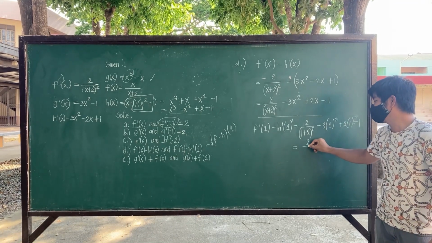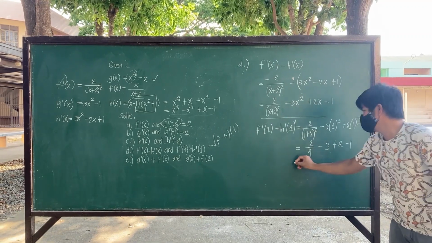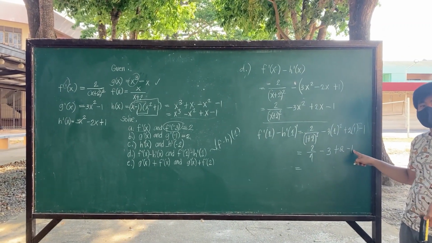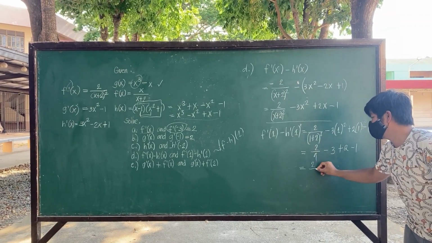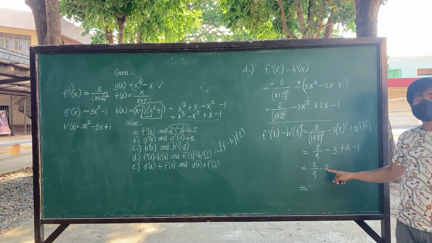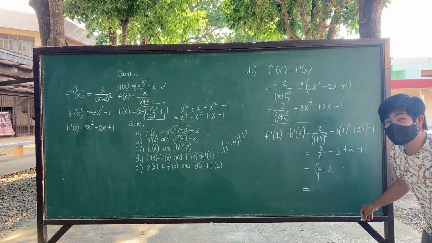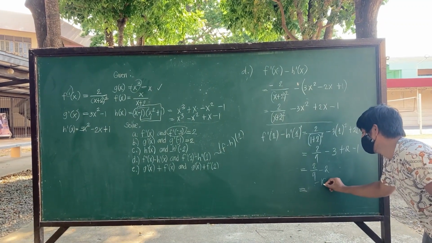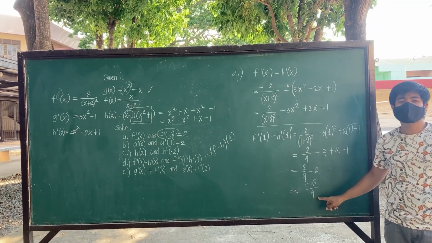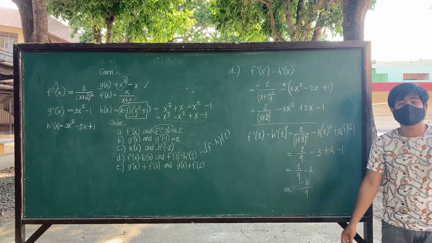So we have 2 over 9 minus 3 plus 2 minus 1. So negative 3 plus 2 is negative 1, minus 1 is negative 2. So we have 2 over 9 minus 2. Then 9 times negative 2 is negative 18, plus 2 is negative 16 over 9, and 16 cannot divide 9. Then there are no common factors. So the answer is negative 16 over 9.